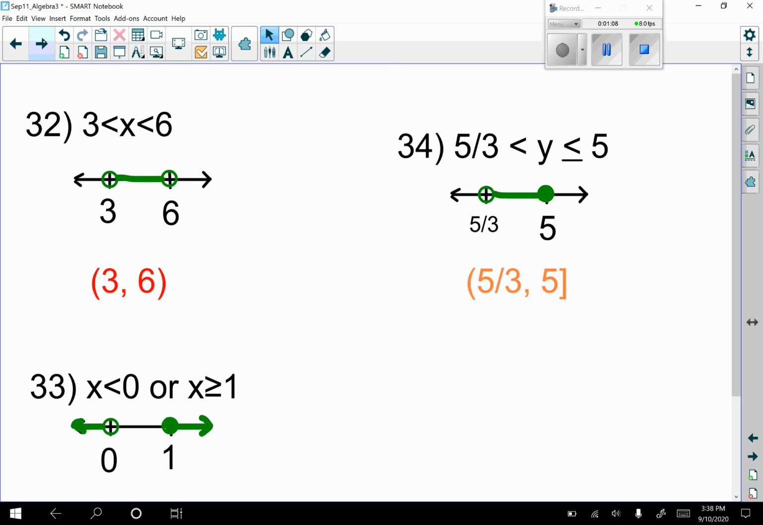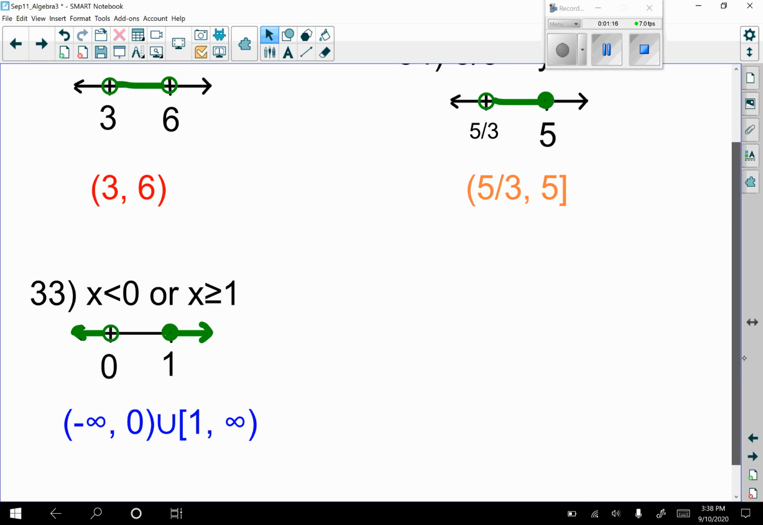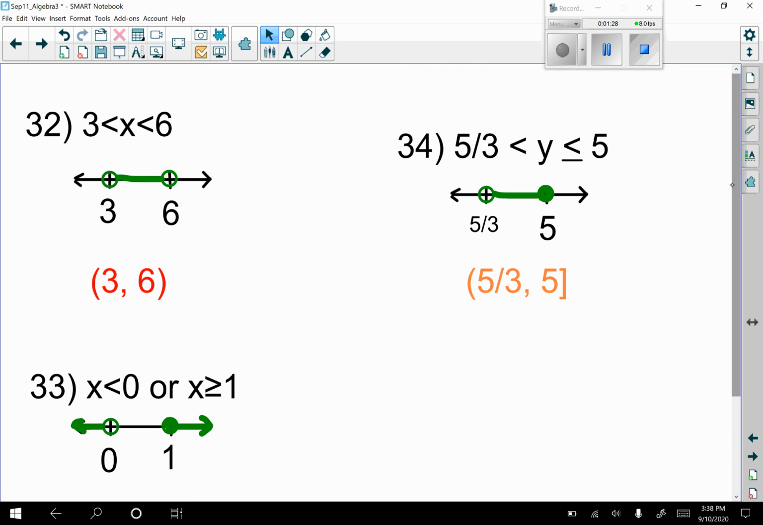All right, for 32, this is where the compound inequality started, so we're just left with an in-between statement. For 33, we had two inequalities joined by the word or, so we solve them separately, graph them separately, but on the same number line. They're going in opposite directions, and then there's the interval notation that goes along with it. And for 34 as well, again, we just get a fraction, 5/3 or 1 2/3.